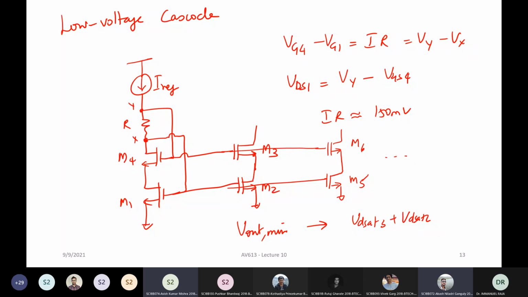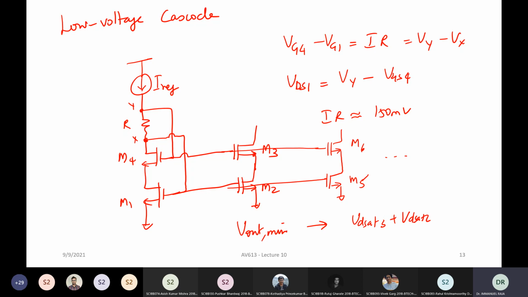Sir, this current which is flowing, IREF, it will automatically decide the VGS for the transistors, right? Yes. 1 and 4. Yes, of course. So it will decide the VGS. What we are doing is we are just crushing down the VDS of the two transistors. Sir, if it decides the VGS of 1 and 4, similarly it will decide the VGS of 2 and 3 also. So won't it increase that headroom? Headroom. Yeah. No. So here headroom.